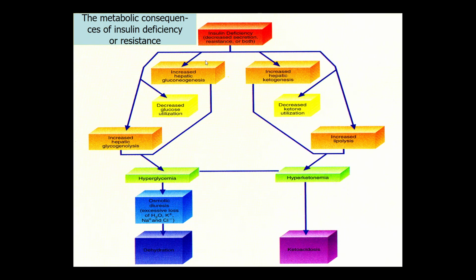What else happened? Without the blocking effect of insulin on keto body production, in the absence of insulin, there is increased production of ketone bodies in the liver. Without the blocking effect of insulin, we will see increasing lipolysis, because we know that insulin activates lipogenesis. Without insulin, we will see activation of lipolysis.